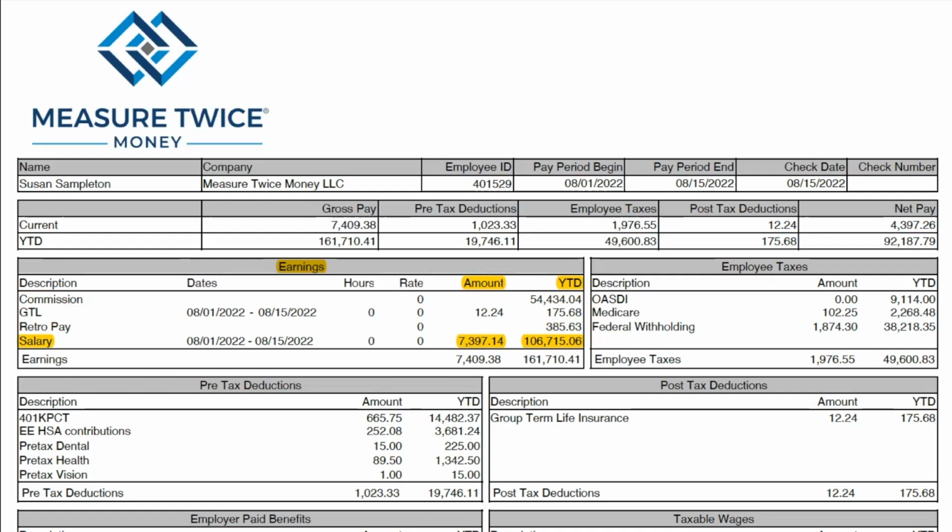Susan earns a base salary of $73.97. When multiplied by 24 pay periods, that becomes about $177,000 per year. This annual number may play a role in how much group life insurance coverage you have, often based on a multiple of your base salary.